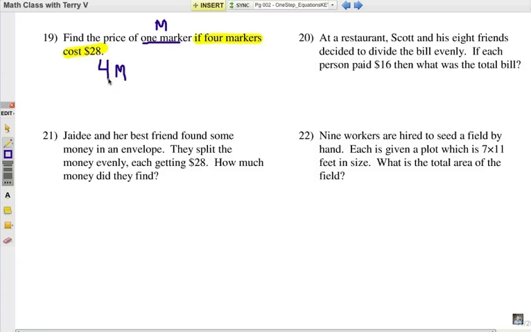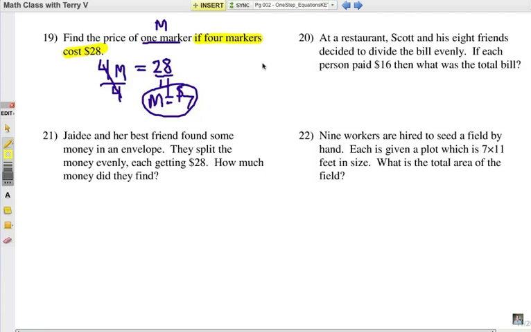So I'm going to multiply the cost of one marker by 4 and write that as 4M, and that gives me a total of $28. Now obviously to solve this we're going to divide by 4, and the answer must be 7. So M equals 7, and that would be $7. Alright, so 3 steps. You determine what your variable is going to represent, then you write the equation, and then you solve.